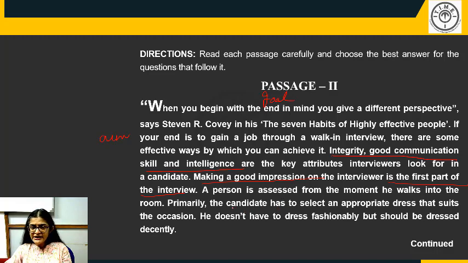Primarily, the candidate has to select an appropriate dress that suits the occasion. So when it is an interview, you have to be dressed formally and appropriately. He doesn't have to dress fashionably, but should be dressed decently. We call this being presentable. You don't have to be fashionable, but you have to be presentable in an interview, right? Your dressing should be formal and appropriate.